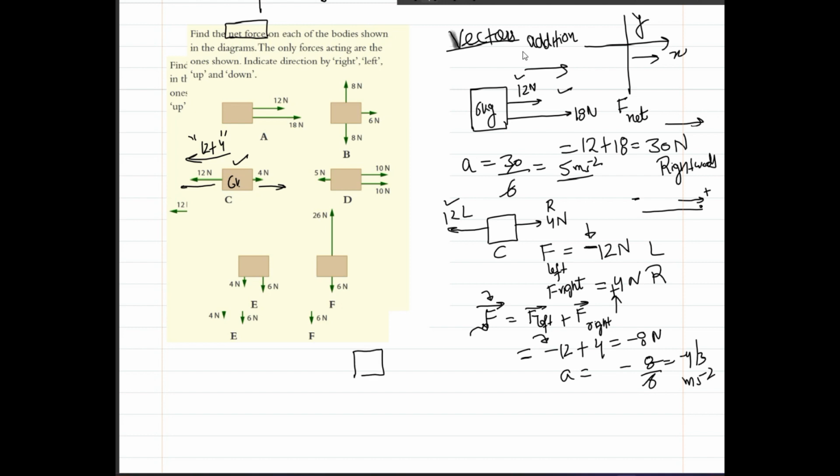So what are the external forces acting on D? There is a force which is 10 Newton. Then there is another force which is 10 Newton. And then of course there is a force which is in opposite direction, which is 5 newtons. And now if you want to find out F net, how do you do that? You have two forces on the right hand side.